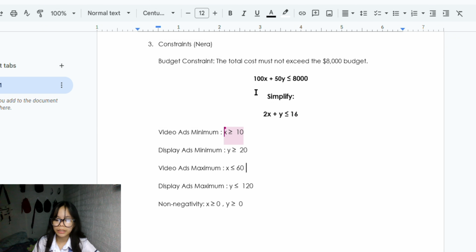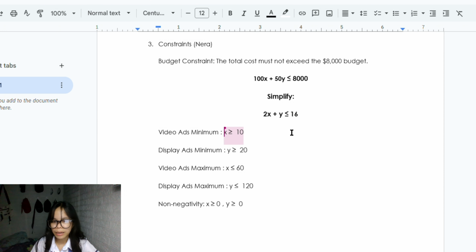So the video ads minimum, the manager must purchase at least 10,000 video ads. So we have here the mathematical representation, which is x is greater than or equal to 10. The display ads minimum, the manager must purchase at least 20,000 display ads. So here you can see the mathematical representation, which is y is greater than or equal to 20.